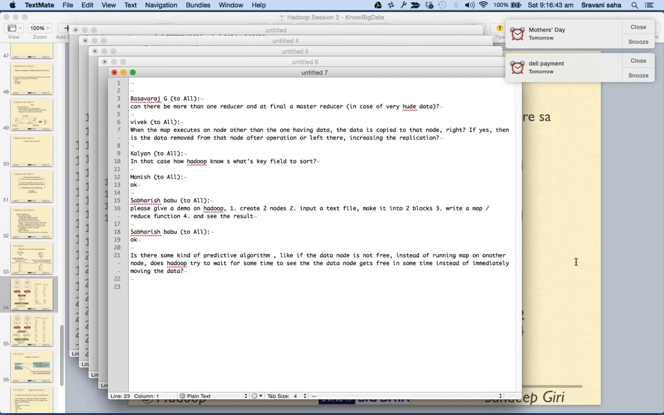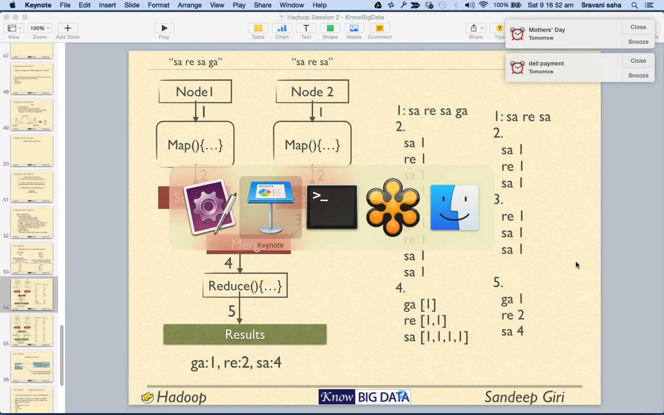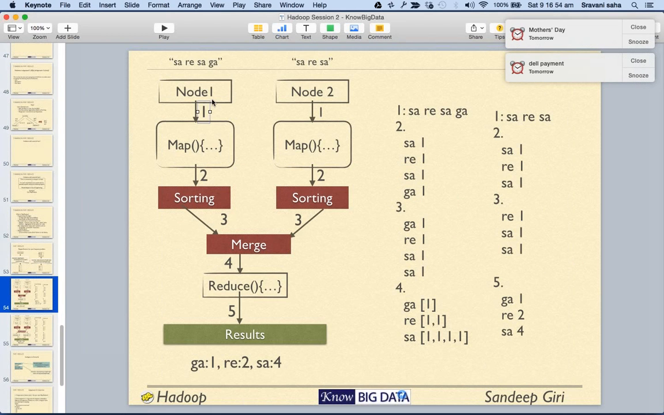In all these, where is the data replication happening? So data replication is happening, as usual, on HDFS. And when we talk about block one on node one, it could be the actual data or any of the replicas. Okay.